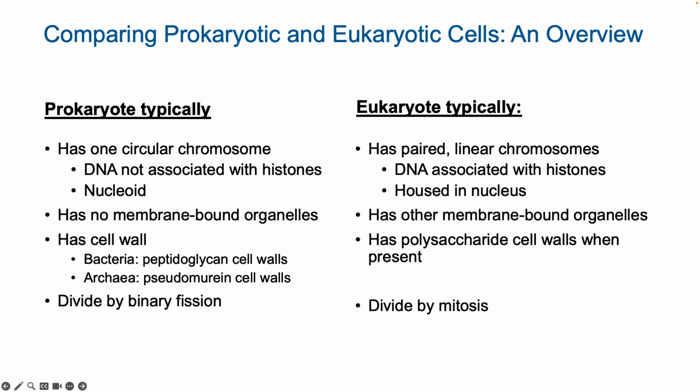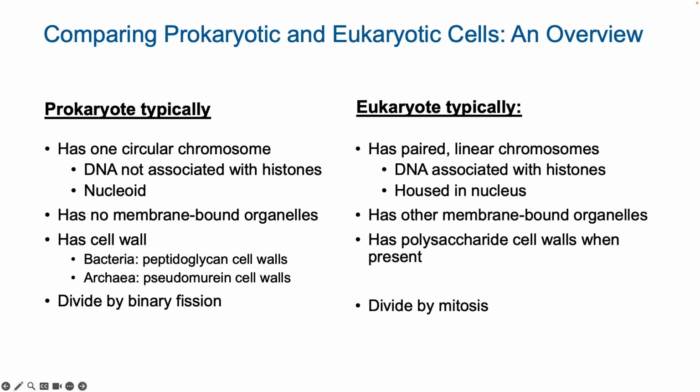In prokaryotes, the DNA is not associated with those histone proteins. Prokaryotes don't make histones. And prokaryotes don't put their DNA in a nucleus because they don't have a nucleus. Instead, they keep it in a region called the nucleoid. Prokaryotes also lack membrane-bound organelles.